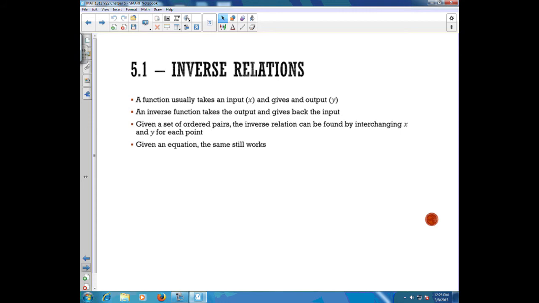So when we talk about functions, functions usually take some input, which is x, and give us an output called y. An inverse function just does the opposite. It takes the output and gives back the input. So if you're given a set of ordered pairs, the inverse relation between the two can be found by just interchanging x and y for each point. And if we're given an equation, the same thing still works.